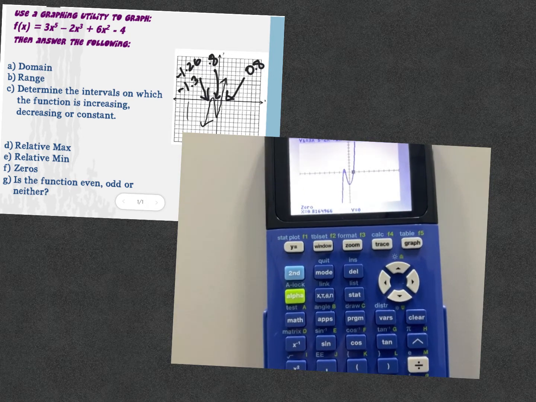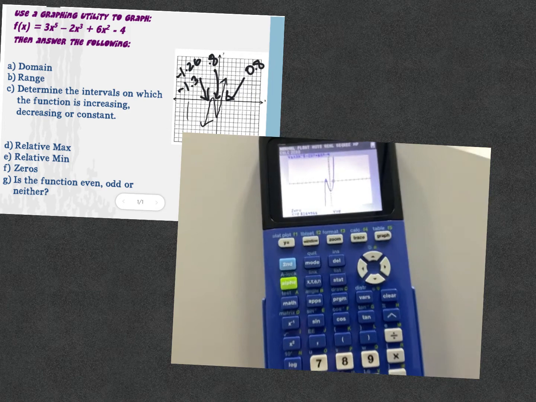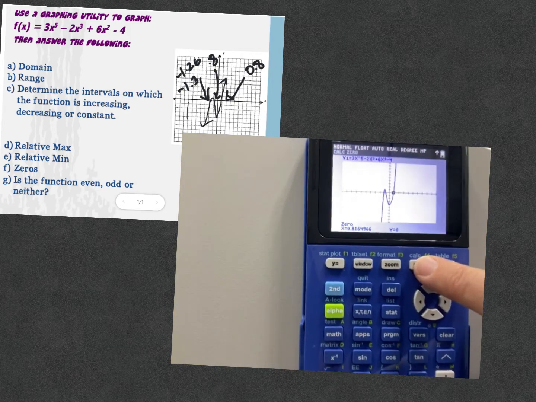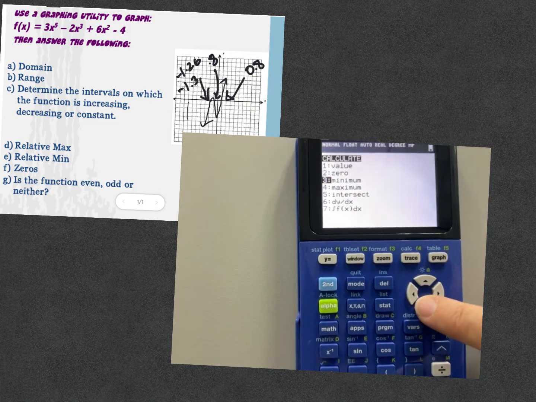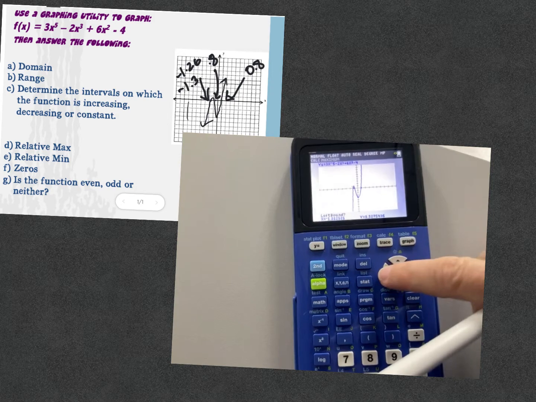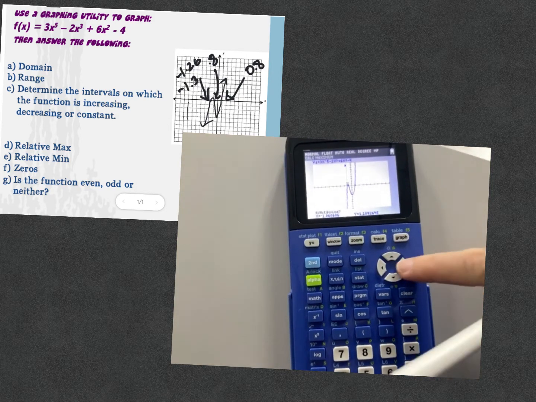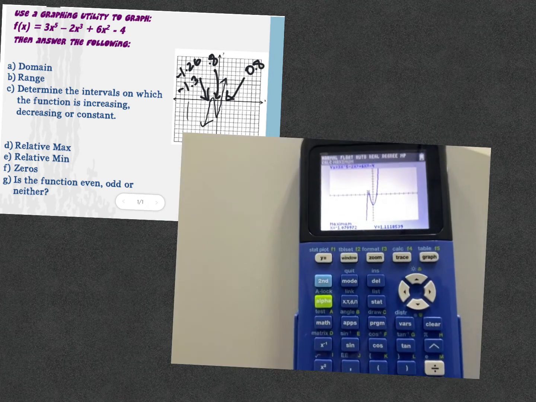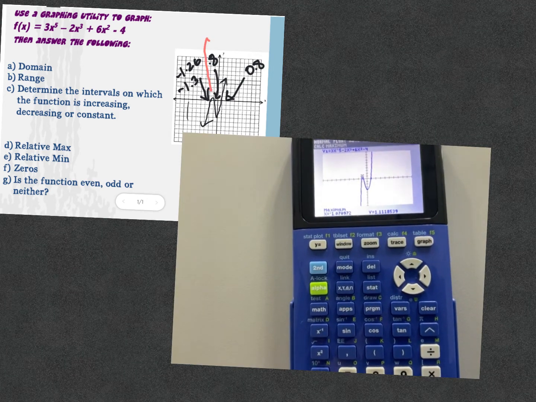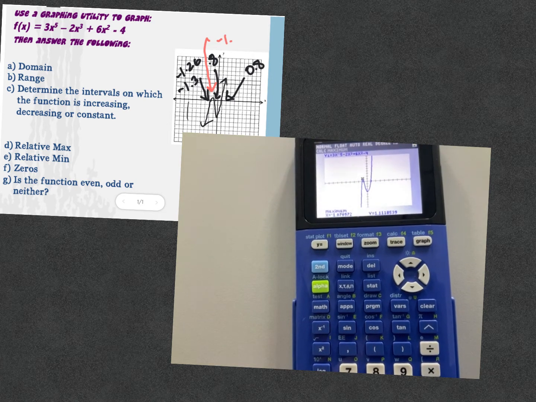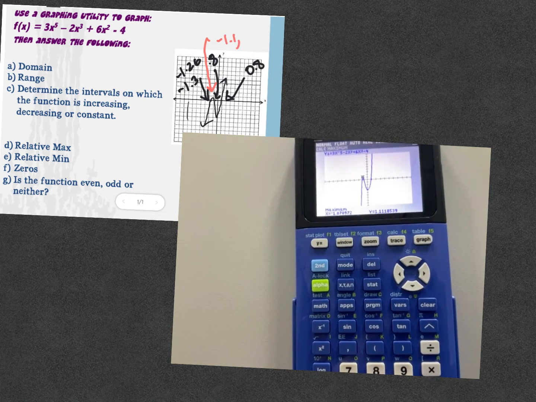The last thing I need from this are the max and mins. There's one relative max and one relative min. So I go second, trace, I go max. I go left of my max. I go right of my max. I guess. And it brings me to that coordinate point. So the max there is -1.07, so 1.1 and 1.1.